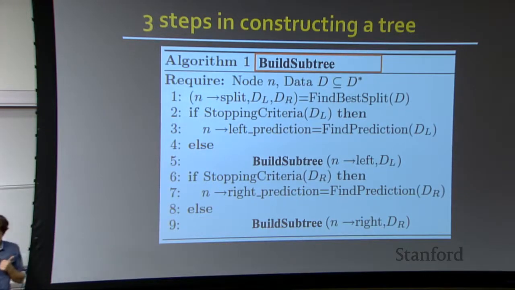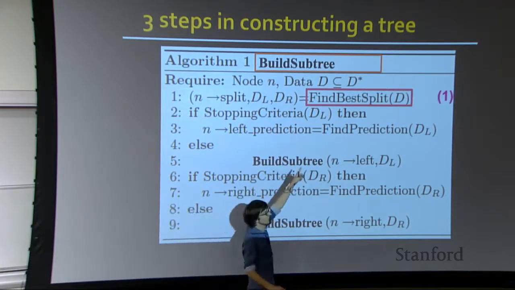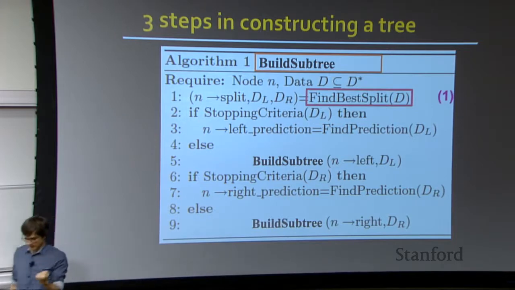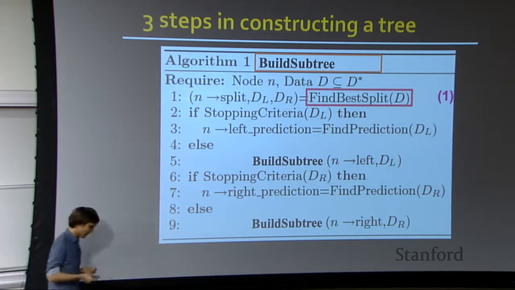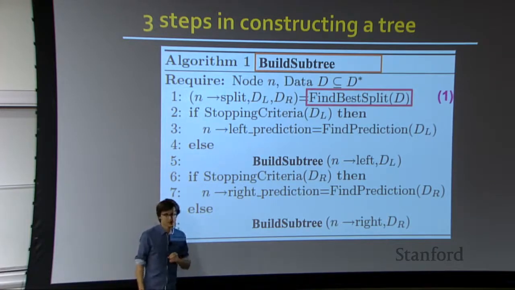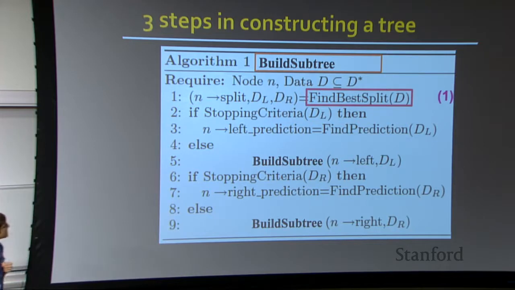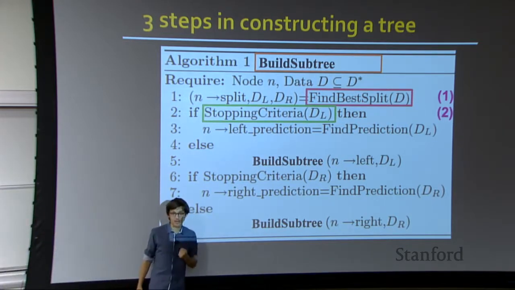So now we know how to split, right? I just told you how to do this find best split. You can evaluate information gain for classification, or you evaluate purity, and you try out several different splits and return the one that has high information gain or high purity. Okay? Now, the next thing is stopping criteria. That's the second thing we are doing.